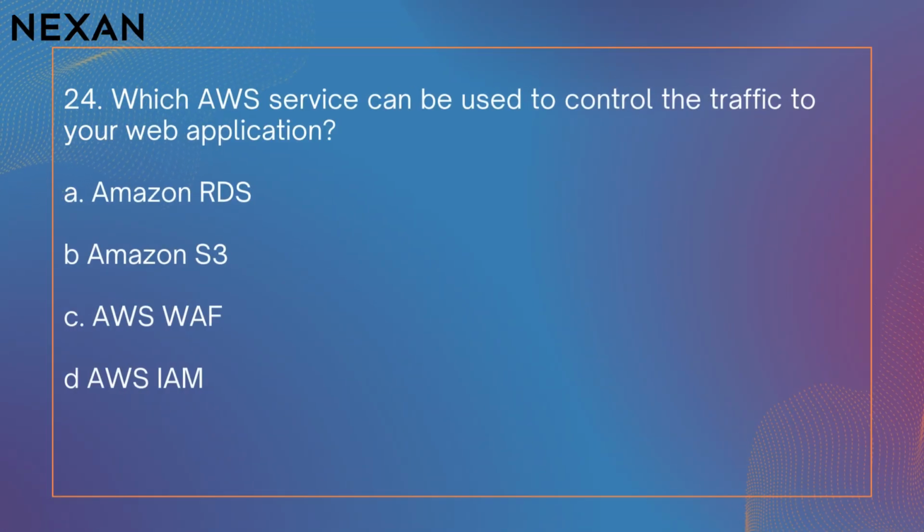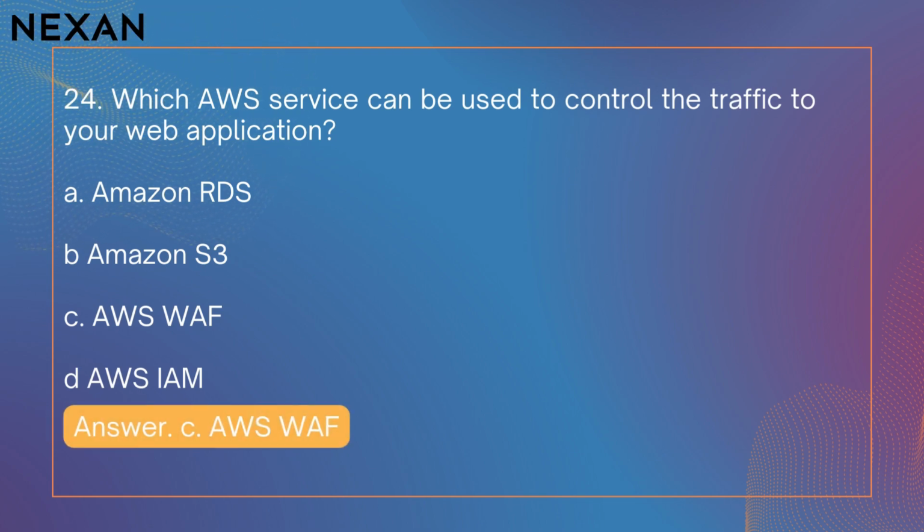24. Which AWS service can be used to control the traffic to your web application? A. Amazon RDS. B. Amazon S3. C. AWS WAF. D. AWS IAM. Answer: C. AWS WAF.